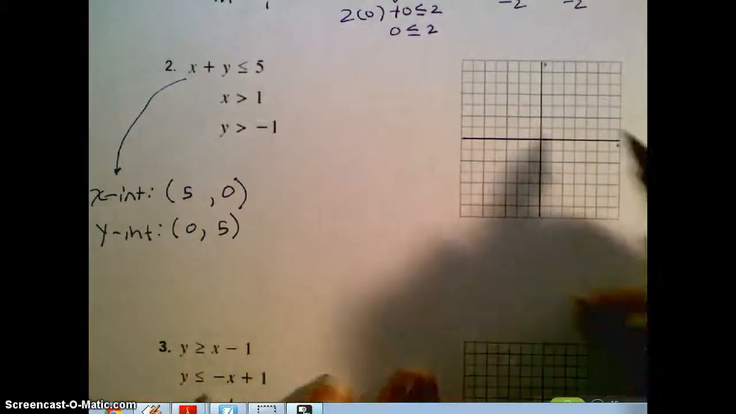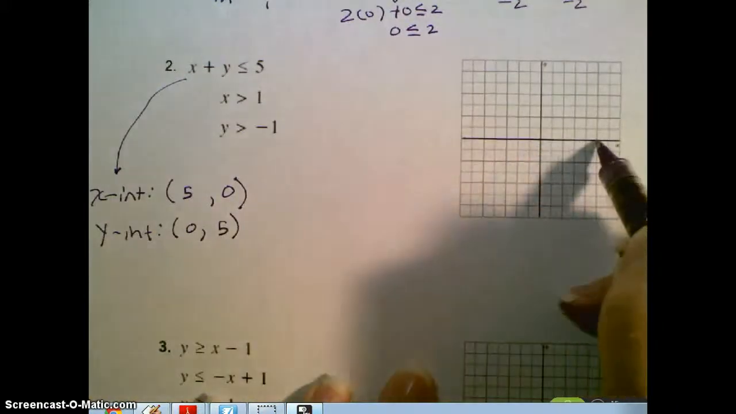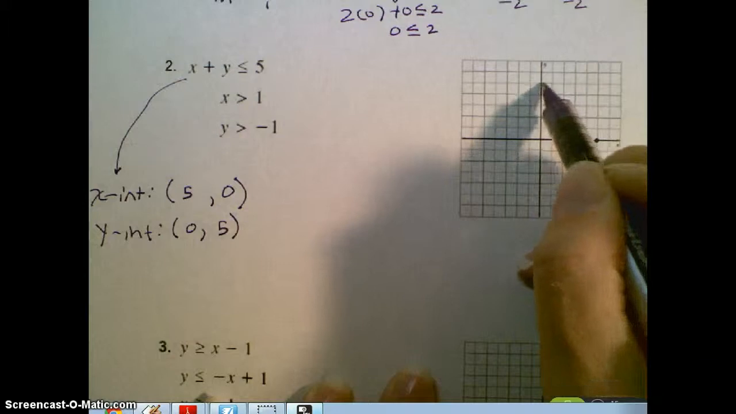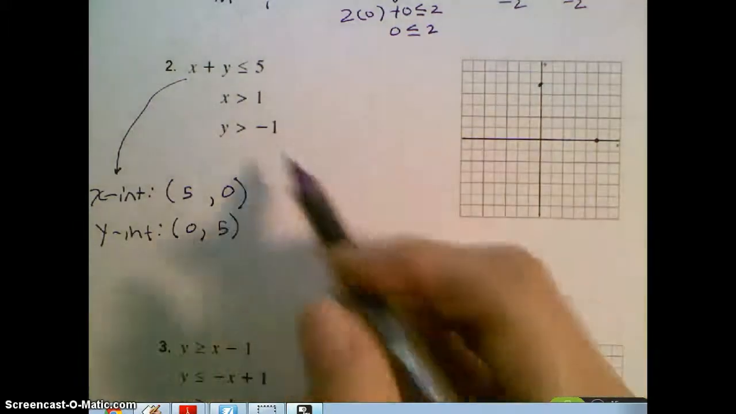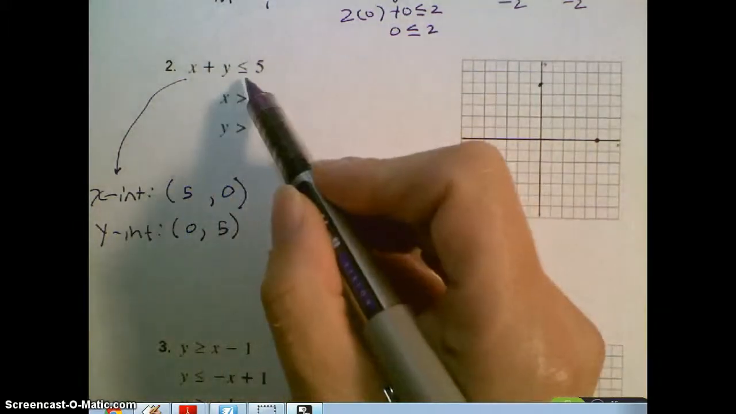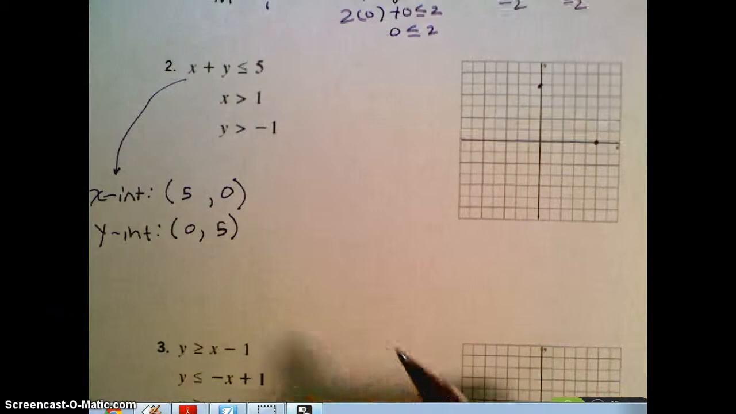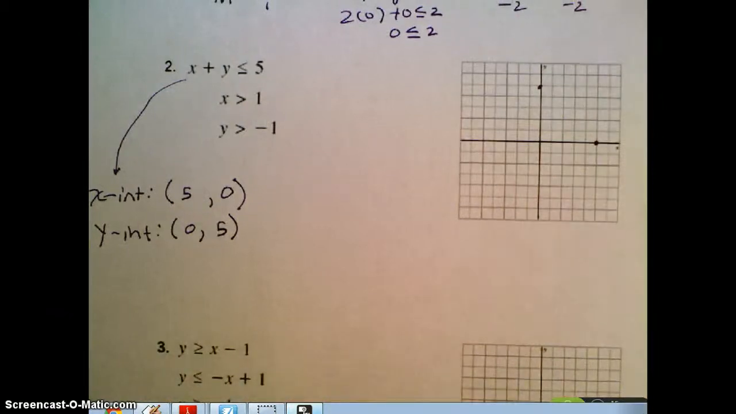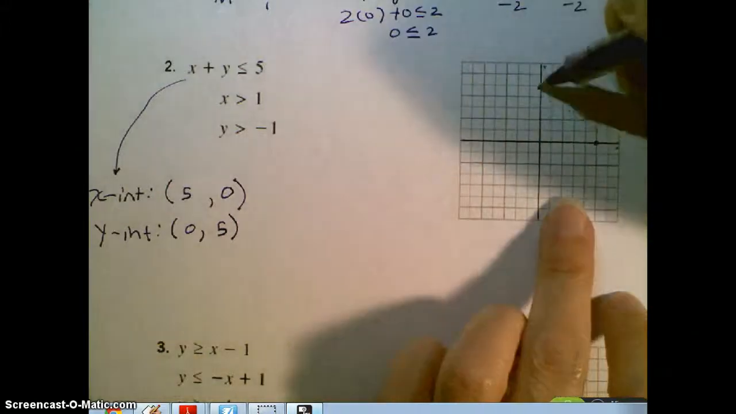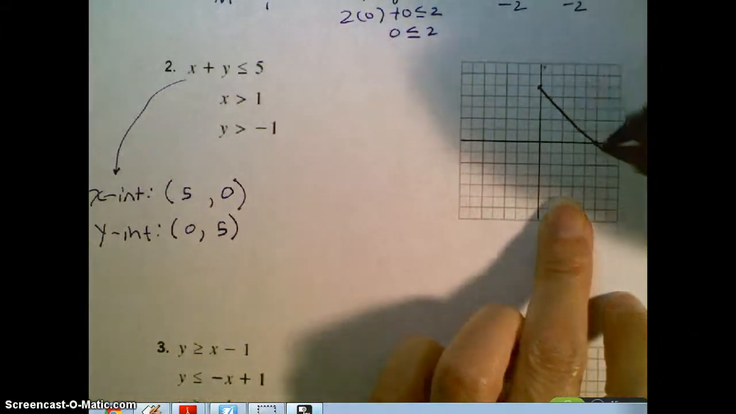Okay, so for my first inequality, I have these intercepts, (5, 0) and (0, 5). And I have the equal, so that means including the line. So I'm going to have to make a straight line. I'm trying to look for a straight edge. Well, I'll try to make a straight line as best as I can.